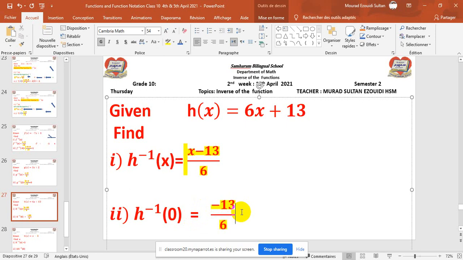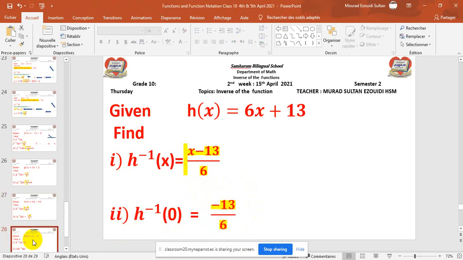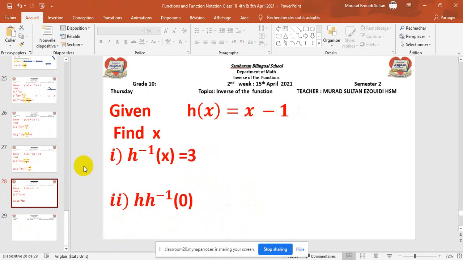Okay, you can also write it as minus 2 and 1 over 6, a mixed number, because this is an improper fraction. Okay, now we need to convert it. Okay. The last question, please take notes. Take notes, my daughters.